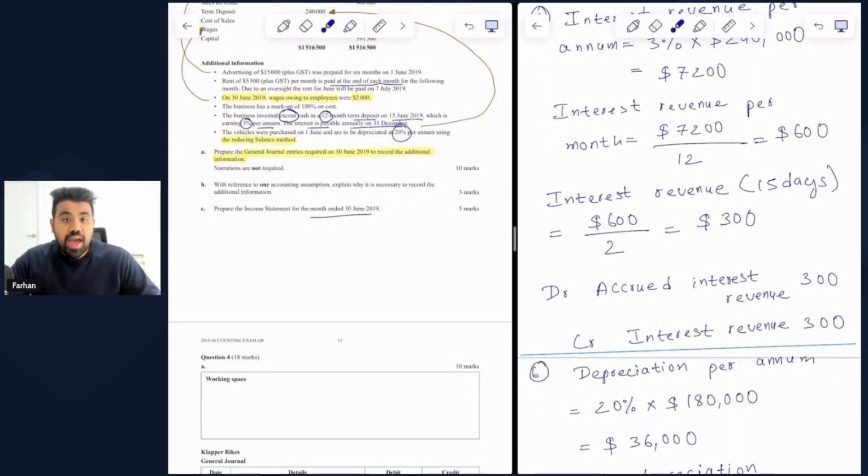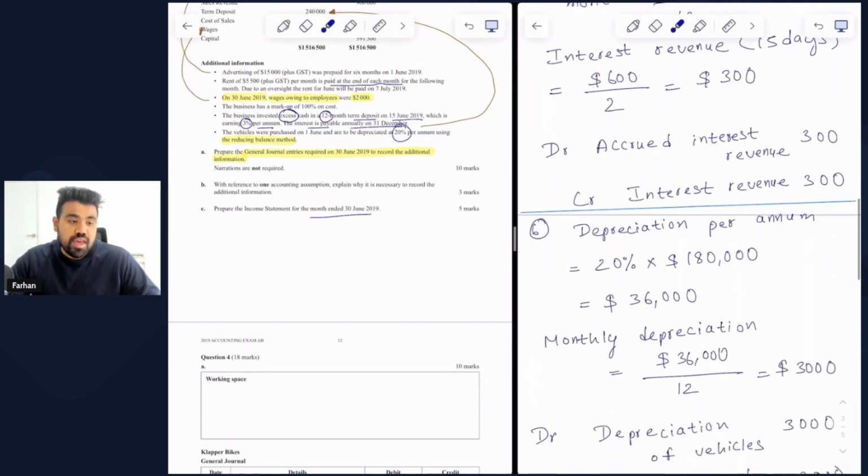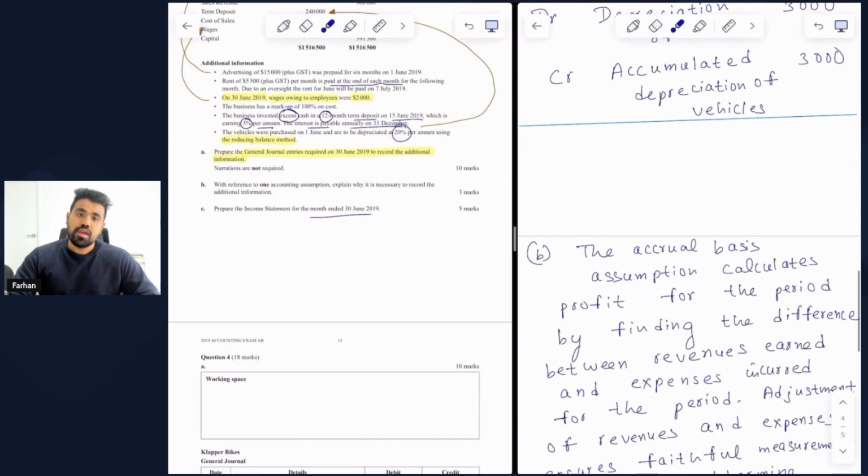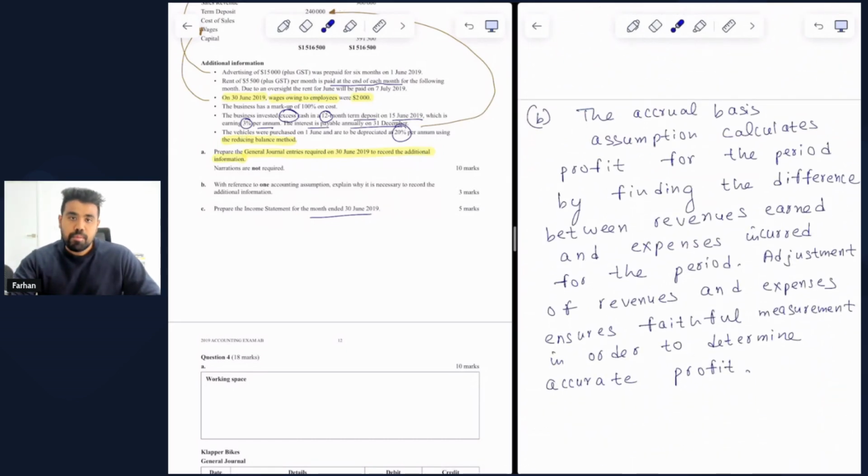We're going to be using the accrual basis assumption in this case. The accrual basis assumption calculates profits based on the revenues that the business has actually earned, minus the expenses that the business has incurred for the period. So you see all these adjustments that we had to do at the end of the month. We had to take care of the wages that we owe to our employees. And how did we do that? We debit wages by 2,000 and then we credit accrued wages by 2,000.